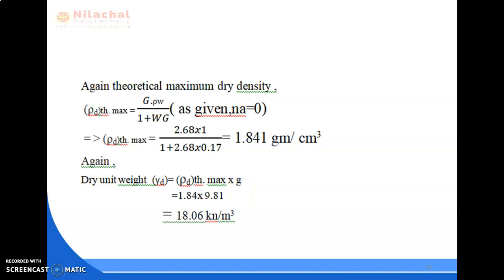Next again we have to find the theoretical maximum dry density. So rho d theoretical max equal to G rho w by 1 plus wG, but here a condition is given that na equal to 0. So according to this we have to calculate it. We put all the values, 2.68 into 1 by 1 plus 2.68 into 0.17. This is equal to 1.841 gram per centimeter cube. Again, dry unit weight gamma d equal to rho d theoretical max into g. We know the relation gamma equal to rho into g. So 1.84 into 9.81, this is equal to 18.06 kilonewton per meter cube. So this is another answer.